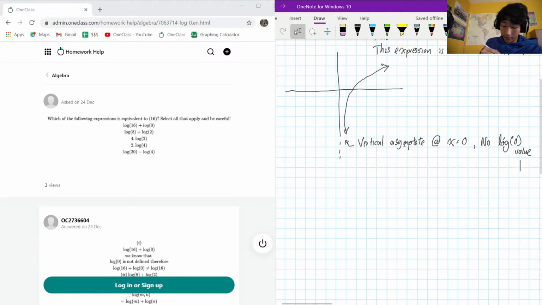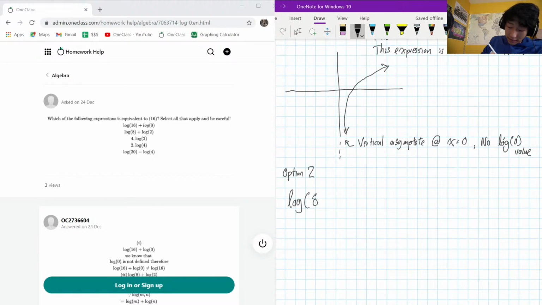Our second option, option 2, looks like this. So we have log of 8 plus log 2.